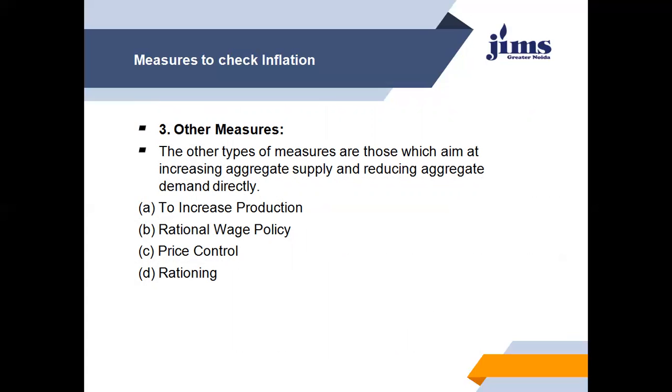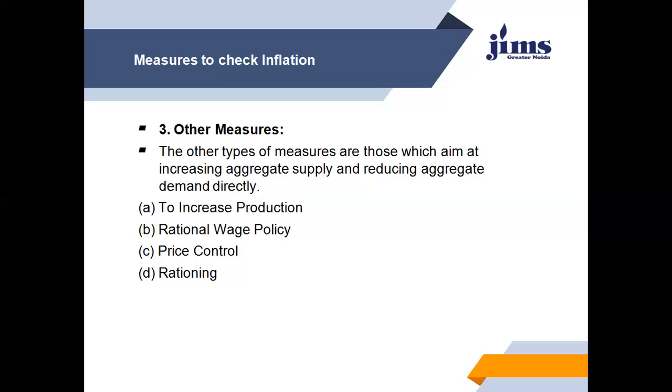Second, rational wage policy. In case of inflation, most of the time a wage spiral is seen. It means people are getting more wages, that's why they are spending more, which is giving rise to inflation. So a rational wage policy has to be implemented. Third, price control must be seen. In times of inflation, companies tend to take undue advantage of the demand prevailing in the market. So that must also be seen.